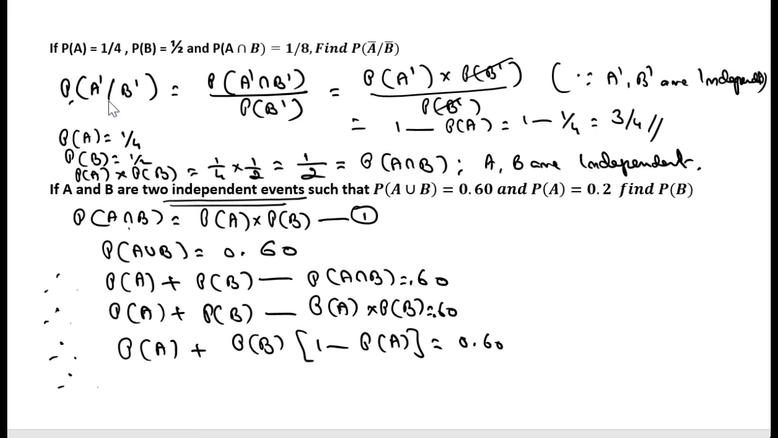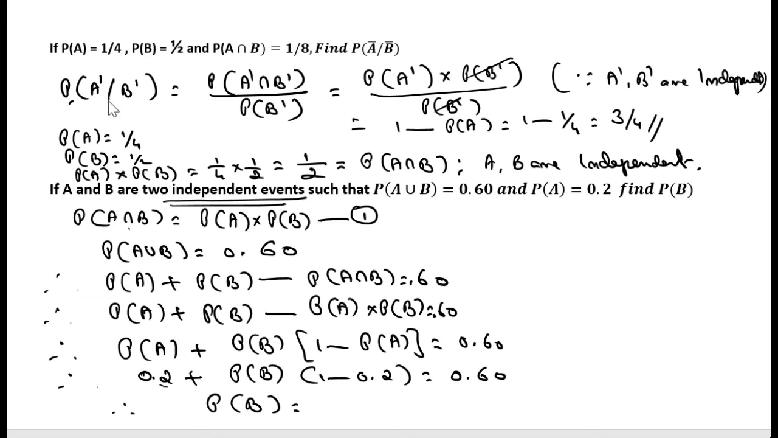So here you want to find out probability of B. Probability of A is given as 0.2, plus probability of B into 1 minus 0.2 equal to 0.60. So therefore probability of B equal to 0.60 minus 0.20, that is 0.40, divided by 1 minus 0.2, that is 0.8. So this equal to 4 by 8, that is equal to 1 by 2.